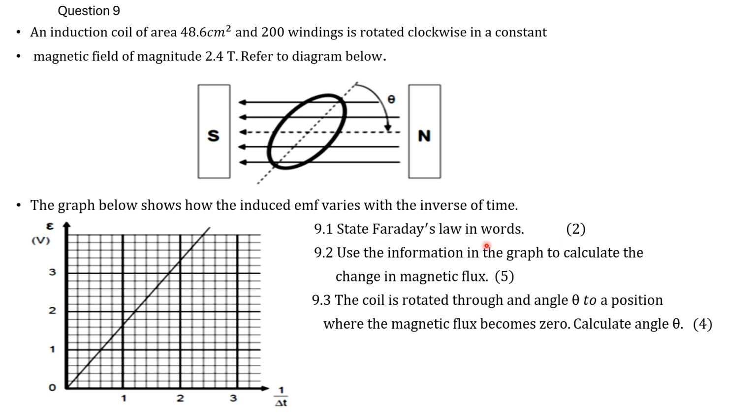So 9.1, state Faraday's laws in words for 2 marks. By now you should see that question is always tested, 2 marks if you study your definitions. 9.2, use the information in the graph to calculate the change in magnetic flux for 5 marks. 9.3, the coil is rotated through an angle theta to a position where the magnetic flux becomes 0. Calculate angle theta for 4 marks. So you can pause here, see what you can answer. Right, I'm going to solutions now.